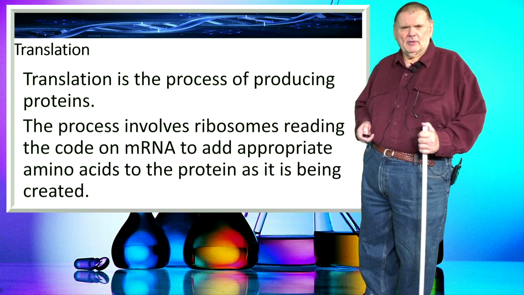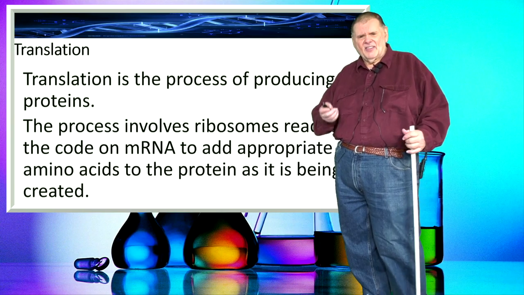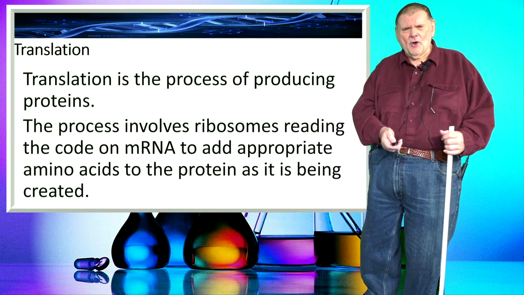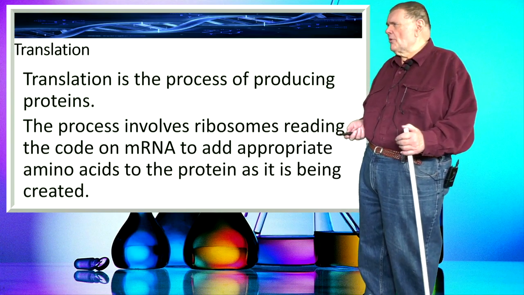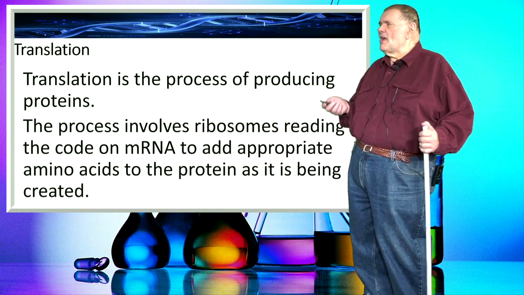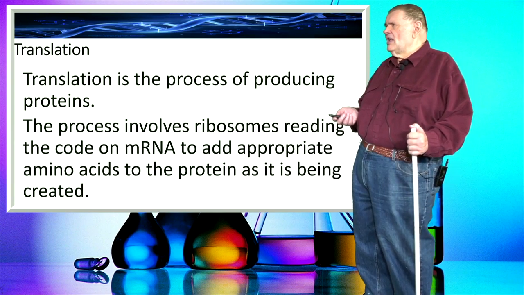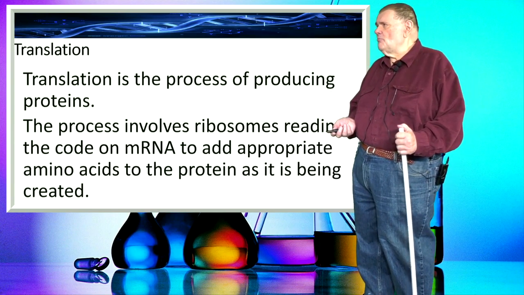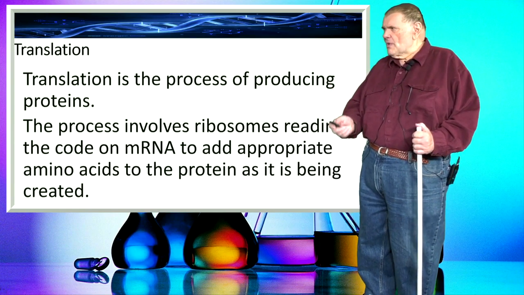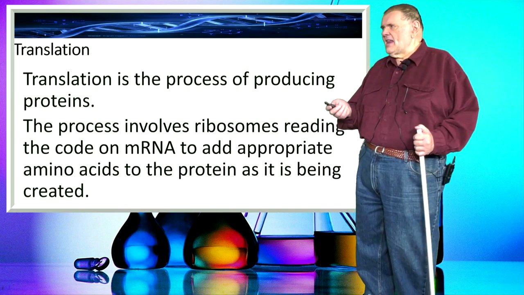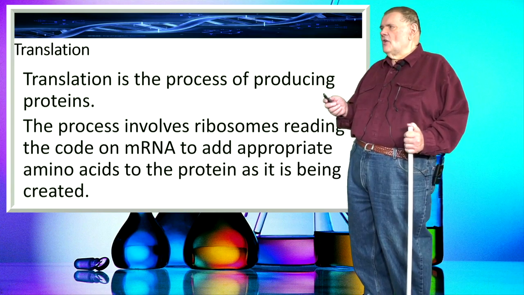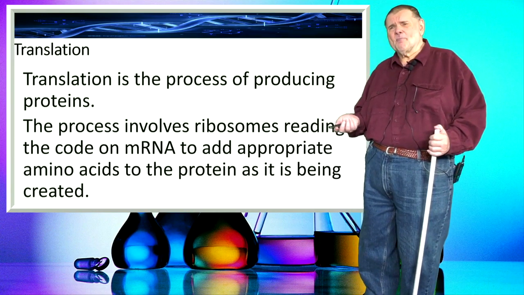Translation. The third process in getting this genetic information, the code, from DNA into the proteins that do all the work. Translation is the process of producing those proteins. That process involves ribosomes, which read the code on the messenger RNA and then add appropriate amino acids to the protein as it's being created.